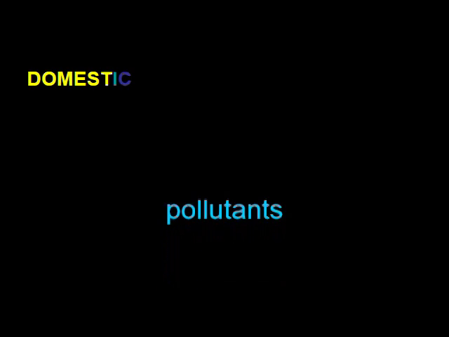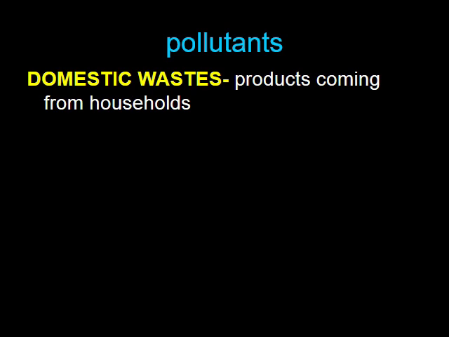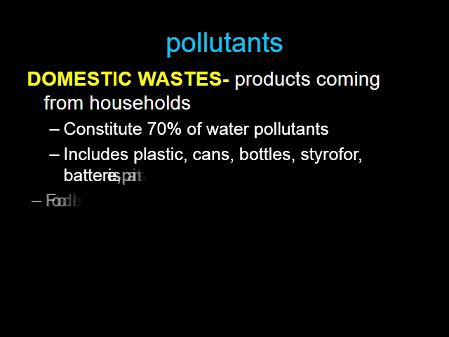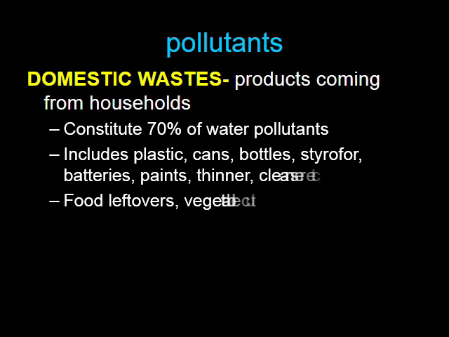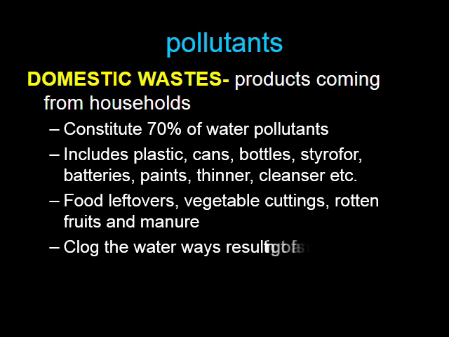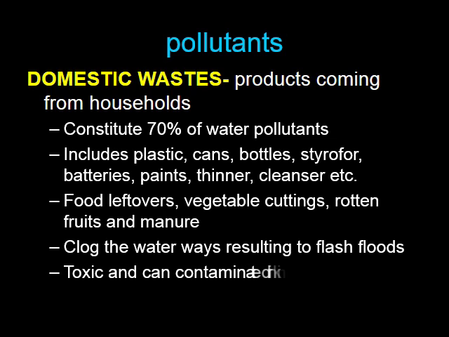Okay. Specific pollutants, as mentioned in the book, the first one is domestic waste. These are products coming from the households. It constitutes 70% of our water pollutants. It includes plastics, cans, bottles, styrofoams, batteries, paints, thinner, cleanser, food leftover, vegetable cuttings, rotten fruits, and manure. It can clog the waterways, resulting to flash floods. Some materials are toxic and can contaminate our drinking water.